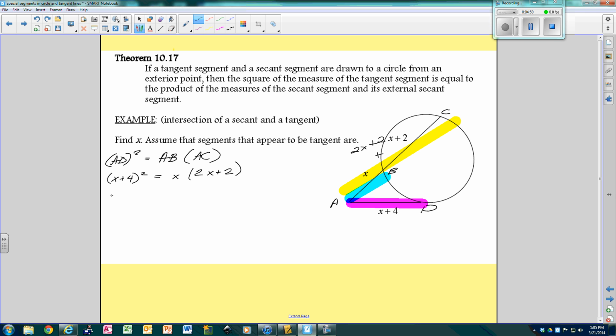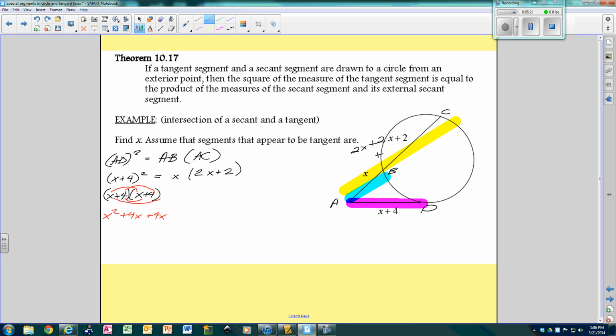So now this really means x plus 4 times x plus 4. And if you'll remember FOIL, x times x is x squared. X times 4 is 4x. Inside, 4x.